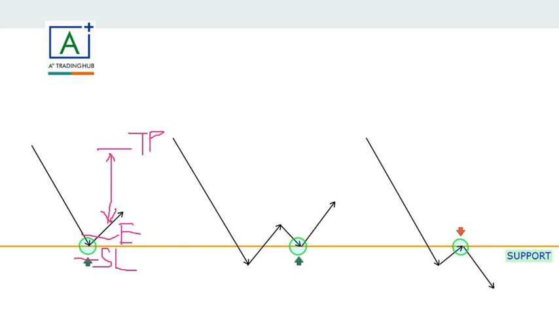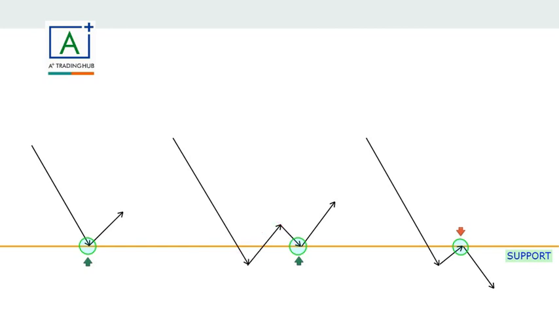So this is the first scenario of what price may likely do when price reaches a support zone. Now the second one is that once price comes and closes below your support, you don't need to start buying from here, because you can never tell what price is going to do next.